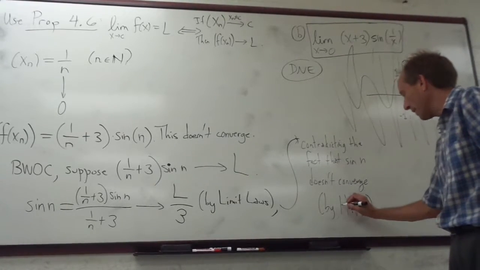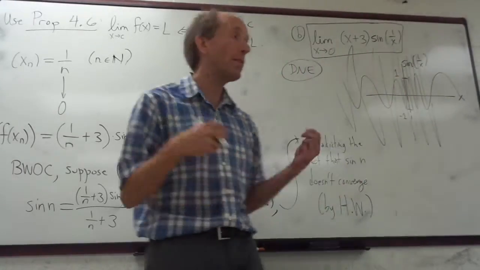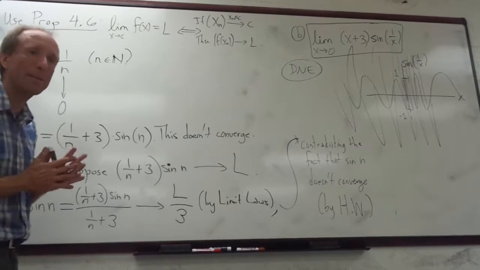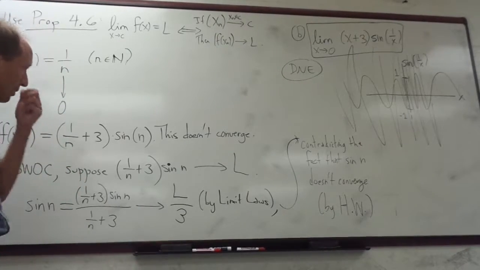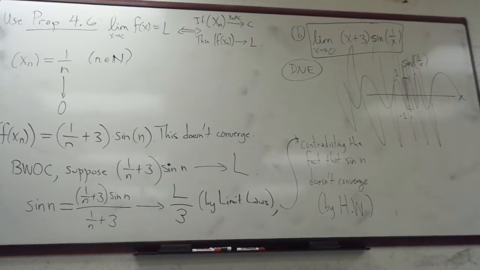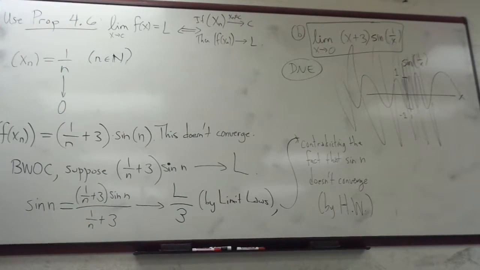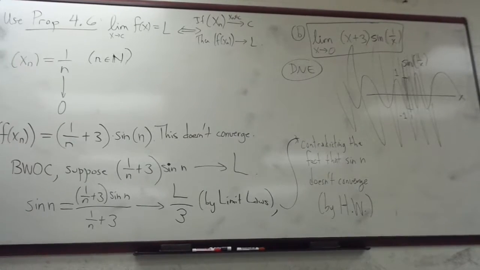So we can always go back and give all the details, but if you've seen it before and you've done it before, you can just quote something that we've seen or done in the past. Okay, great. So that's the reason. Sine of n doesn't converge, but here we seem to have shown that it did converge. Okay, great. So now we're done by proposition 4.6.